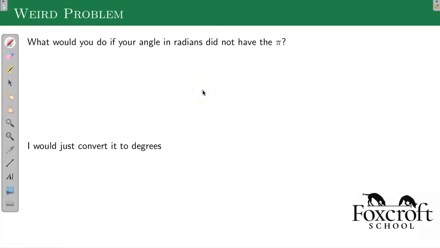All right, so what would you do if the angle did not have the pi? You could have 2 radians or something like that. For these, I would just convert it to degrees and do it from there. Whenever you have the pi in it, you ignore the pi, which is a little bit simpler. If the pi is not there, you have to convert it to degrees and figure out what the degree angle would be.